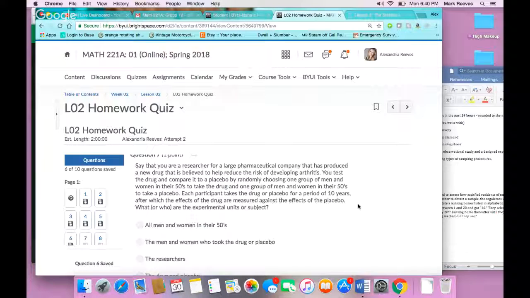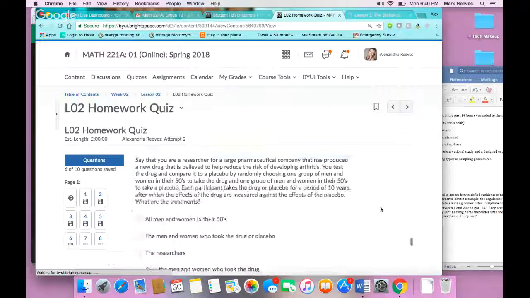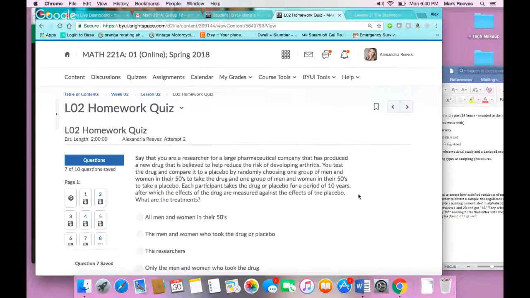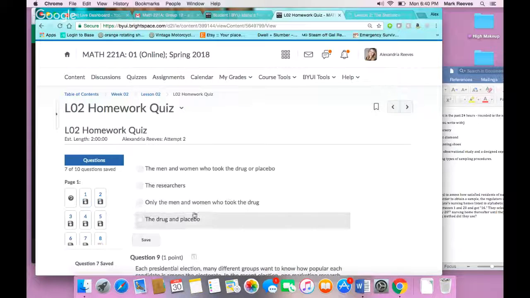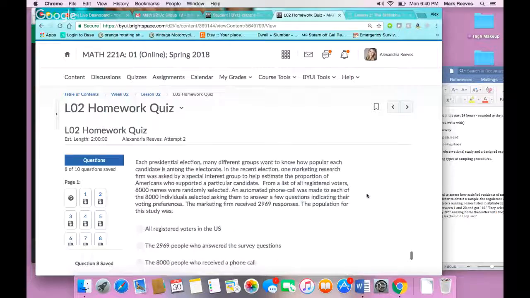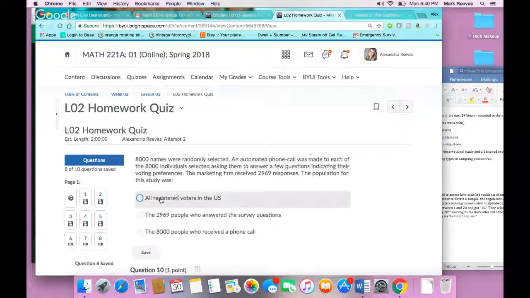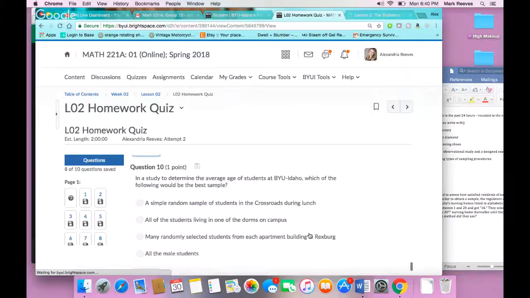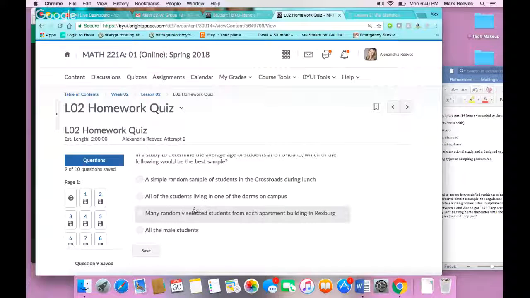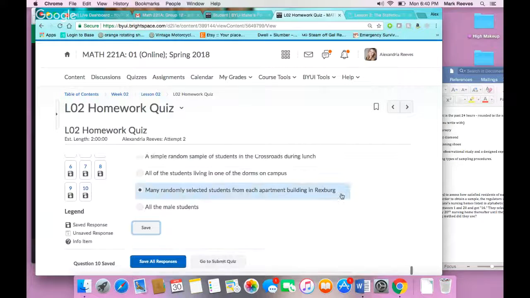Yep. 8 is the last one, E. 9 we got wrong. We were going to go with A. And then 10 would be C. And I think C makes the most sense out of the others. I agree. Okay. All right. Let's see.